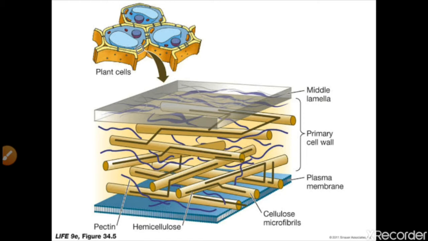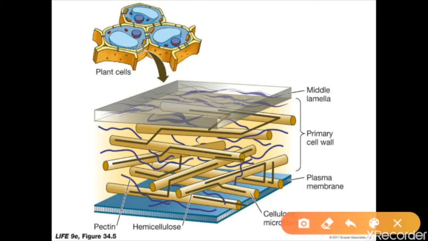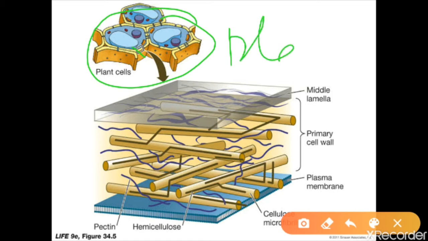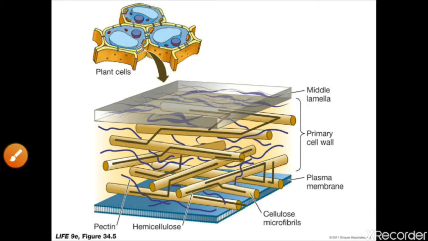So if we want to see the structure of the cell wall, this is the structure of a plant cell. Now here we are having the structure of the cell wall. So what is the cell wall? Cell wall is the outermost cover of the plant cell. So at first let's discuss the structure.